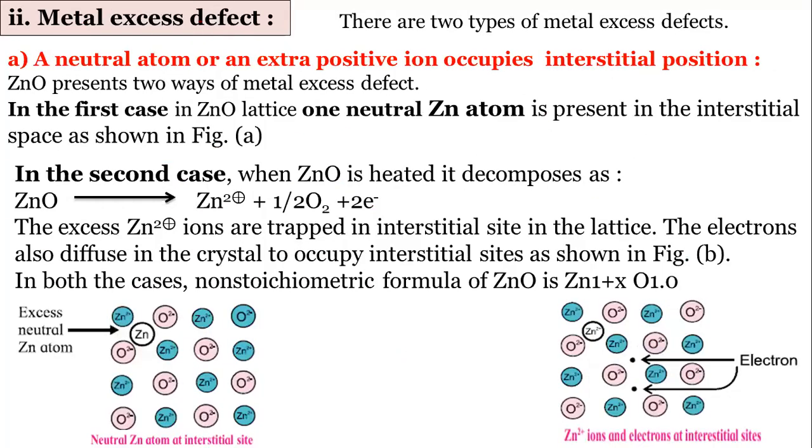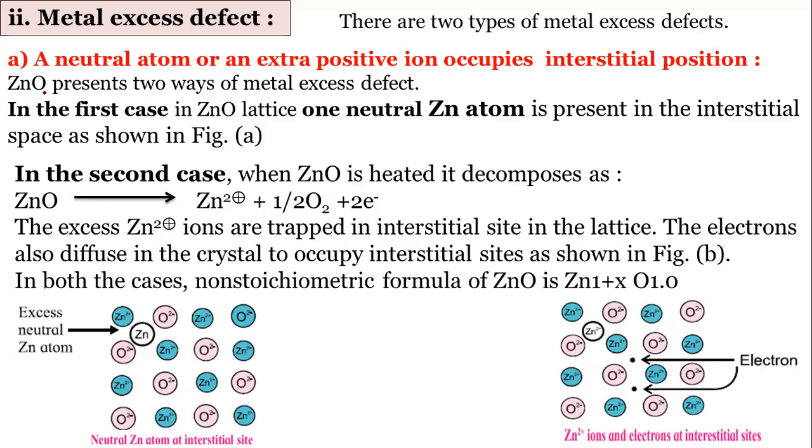Metal excess defect, in which the metal is in excess. There are two types of metal excess defects. First one, a neutral atom or an extra positive ion occupies the interstitial position. See this example clearly.